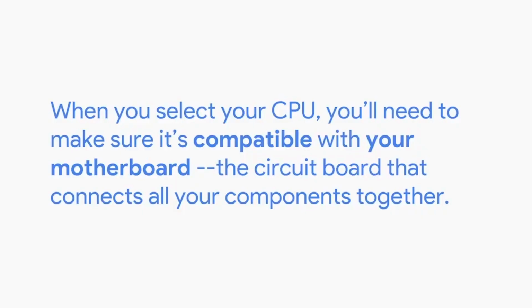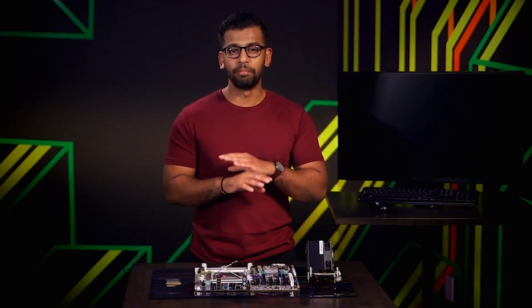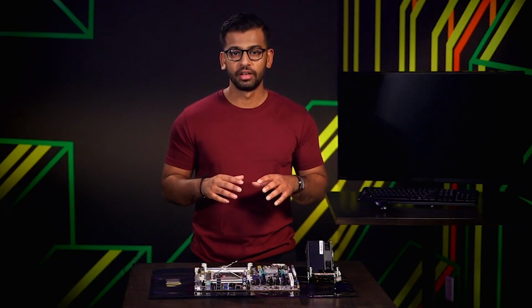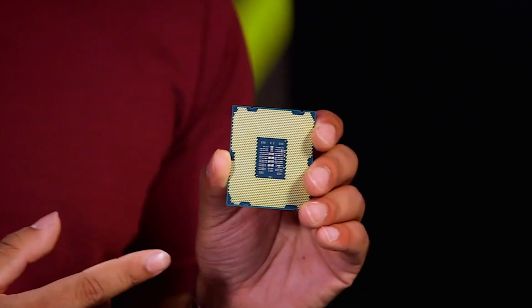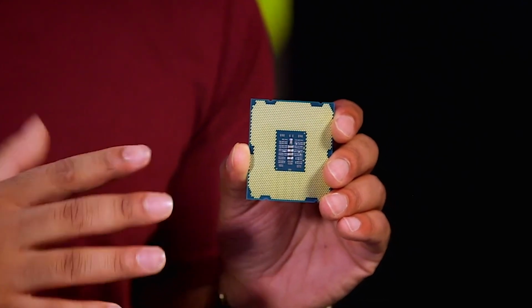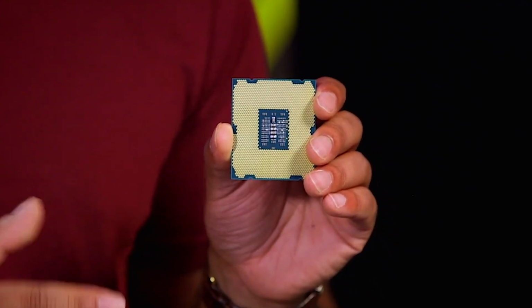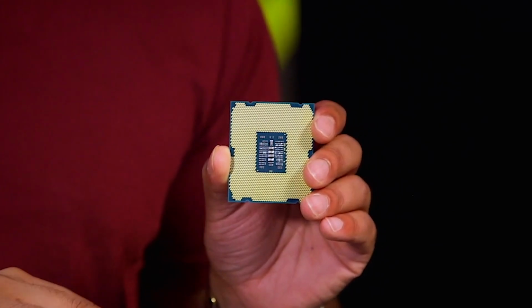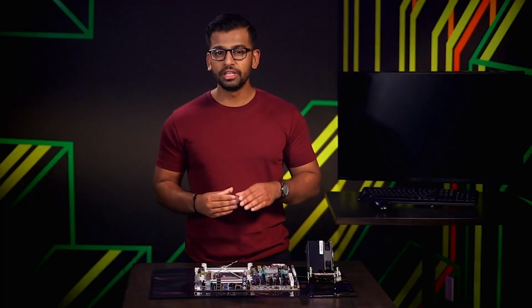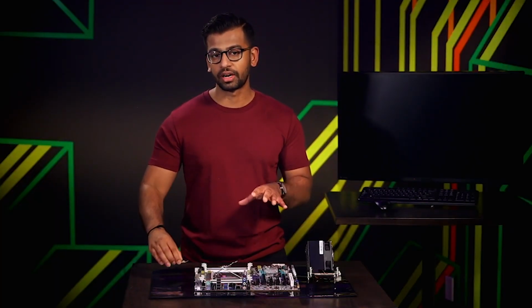When you select your CPU, you'll need to make sure it's compatible with your motherboard, the circuit board that connects all your components together. Heads up, you can't just buy a bunch of parts and expect them to work together. There are different ways CPUs fit on motherboards using different sockets. Your CPU might have lots of tiny pins that either stick out or have contact points that look like dots. Depending on your motherboard, you'll need to make sure these CPUs fit correctly in the socket.